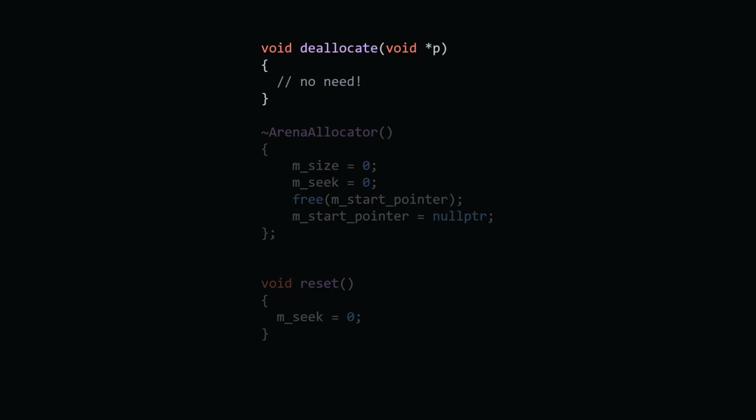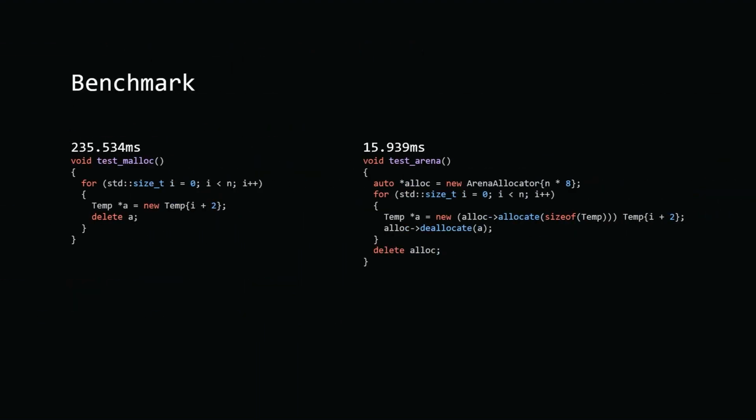We'll be implementing other allocators that can deallocate and reuse memory later on. All we can do is reset the seek position and restart from the beginning. We also need the destructor to free the memory from the heap. Here is the final benchmark comparing malloc and Arena Allocator.